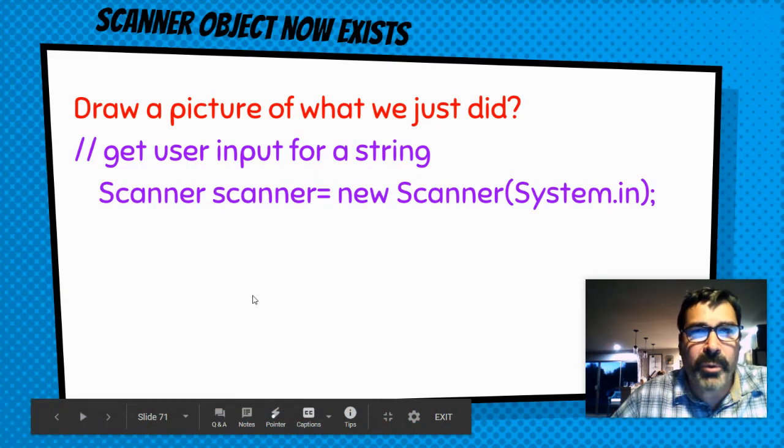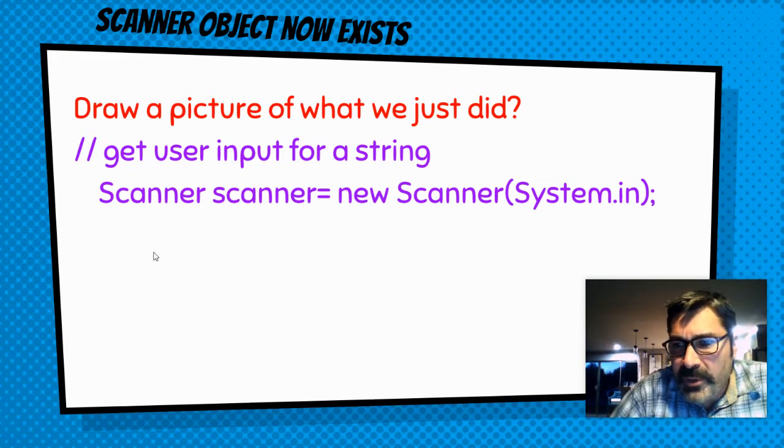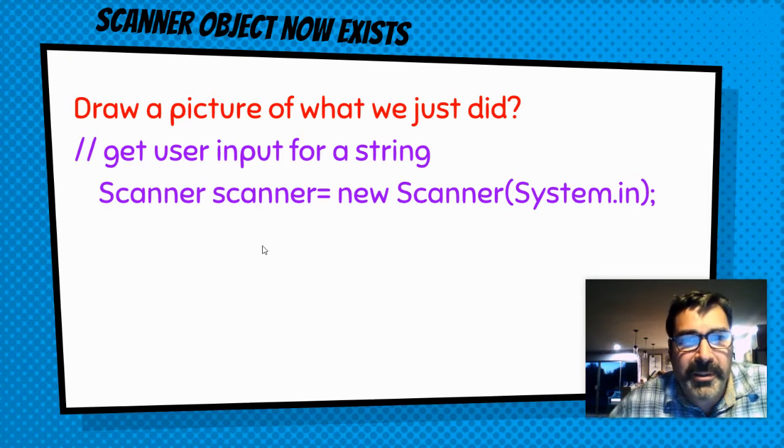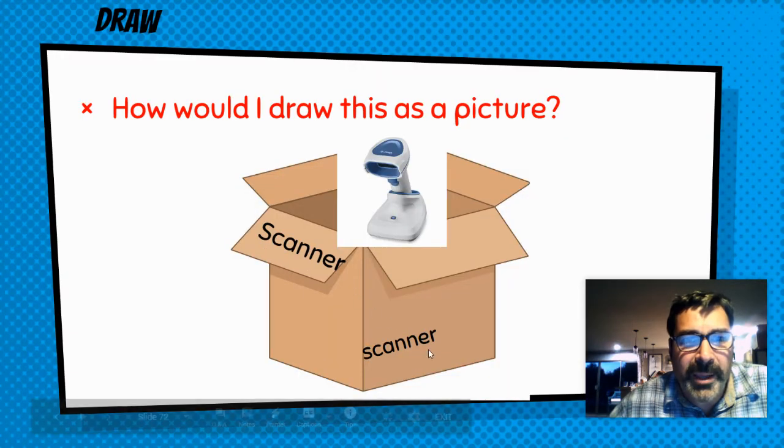Draw a picture of what we just did. Okay, so we just typed in the code Scanner equals new Scanner System.in. All right, what does that look like? So in your notes, draw a picture of what that looks like, the way I would draw a picture of the way that looks. And hit pause until you figure it out, and then you can compare to what I have.